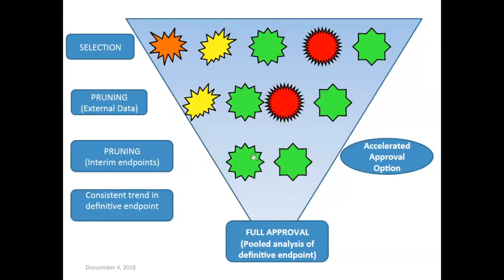Those shapes, if you powered for a sensitive interim endpoint, and they have statistical significance, could potentially get accelerated approval. Then they go all the way to the definitive endpoint at the bottom of the funnel, and there's a pooled analysis of the definitive endpoint that should lead to full approval.